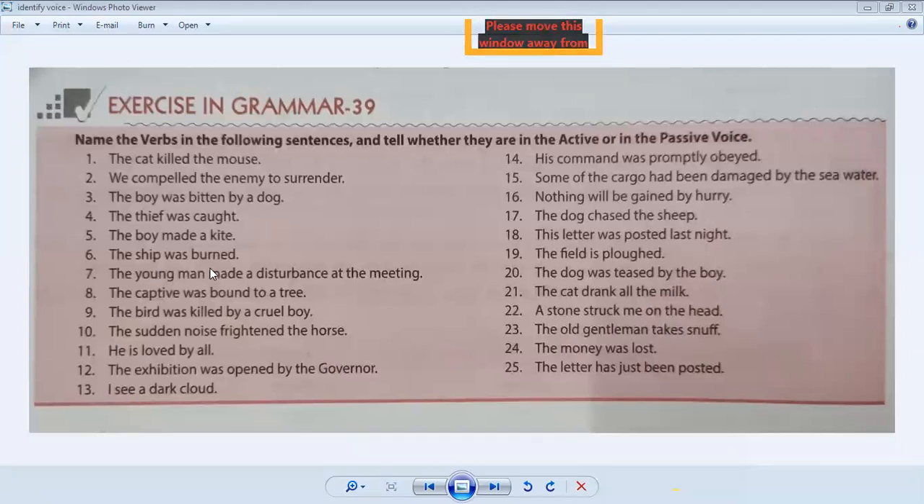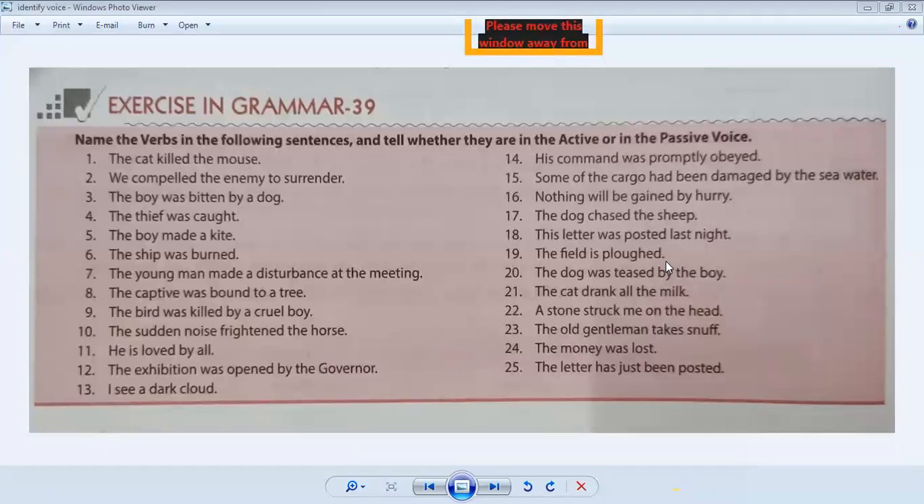But here, the young man made a disturbance at the meeting. Disturbance कोण करतंय meeting मध्ये? The young man. And the young man is the subject of the sentence. So this is active voice. Yes, you can ask who. Yes, it can be done. Sanket, yes. Whatever works for you.